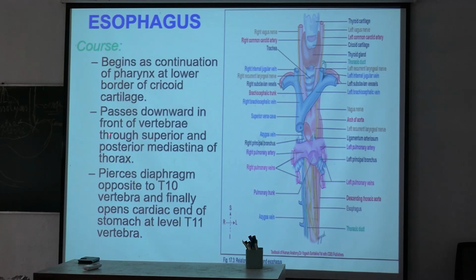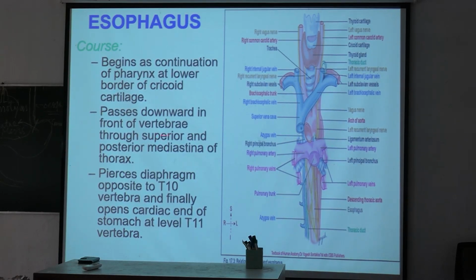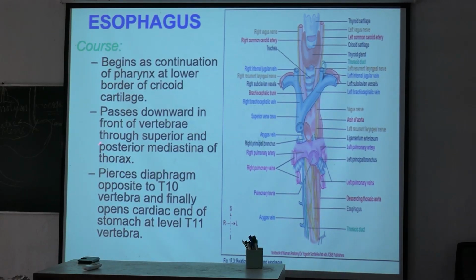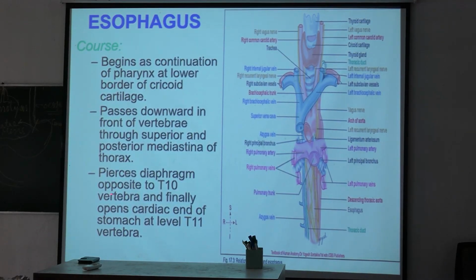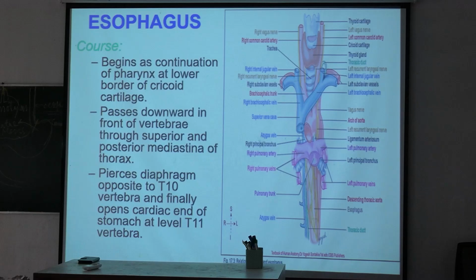So it passes downward in front of the vertebra through the superior and posterior mediastinum of the thorax, pierces the diaphragm opposite the T10 vertebra through the esophageal opening of the diaphragm, and finally opens at the cardiac end of the stomach at the level of T11 vertebra. These vertebral levels are important, where it pierces the diaphragm and where it enters the stomach.